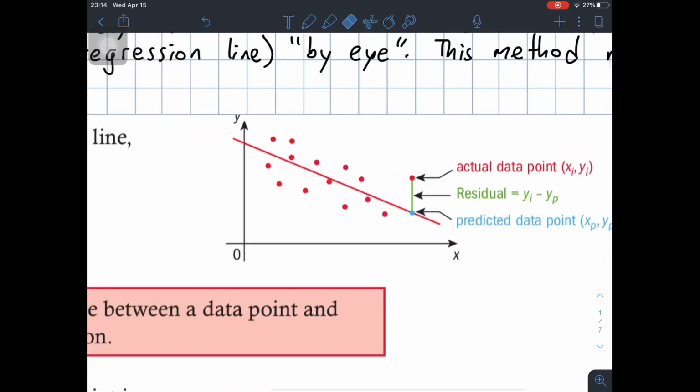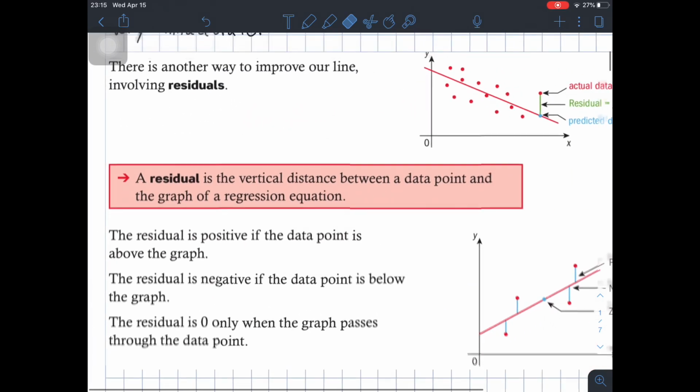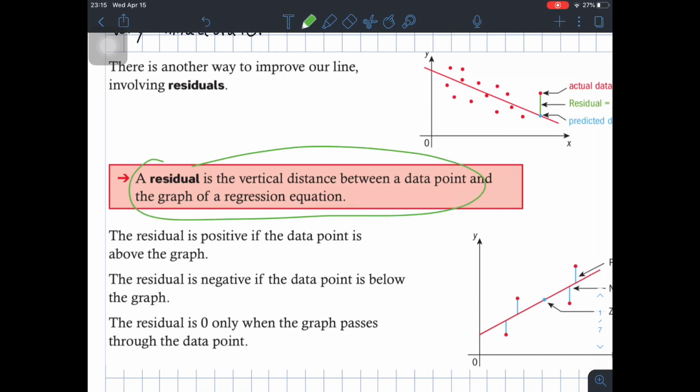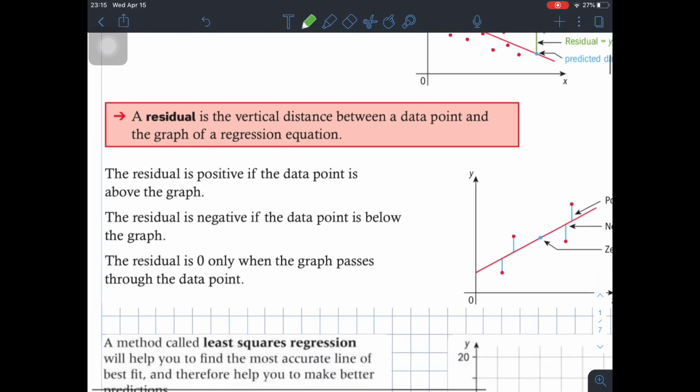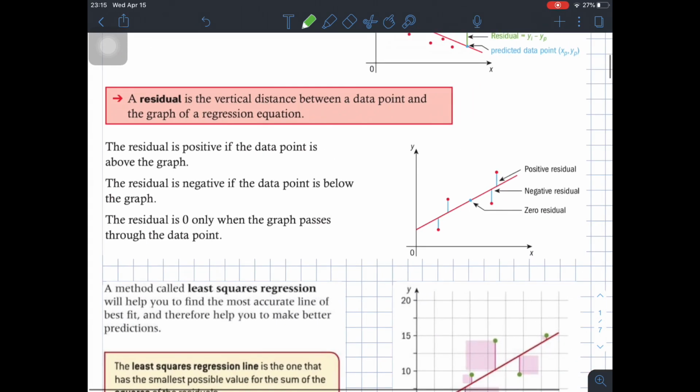Okay, so that's the concept of residual. Once again, the definition says it's a vertical distance between a data point and the graph of a regression equation. So what is the regression line method about? It says the residual is positive if the data point is above the graph, as you see over here. The residual is negative if the data point is below the graph, which is this point over here. Then the residual is zero only when the graph passes through the data point, which is this point, for example.